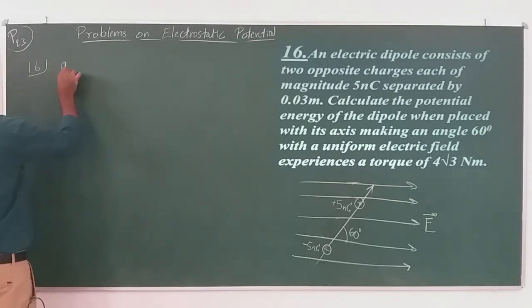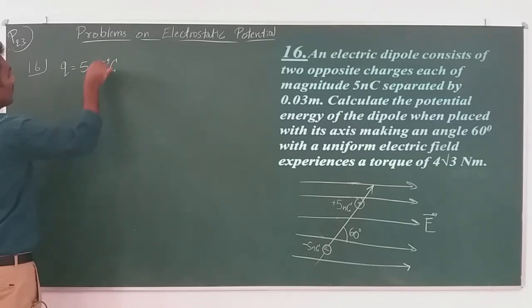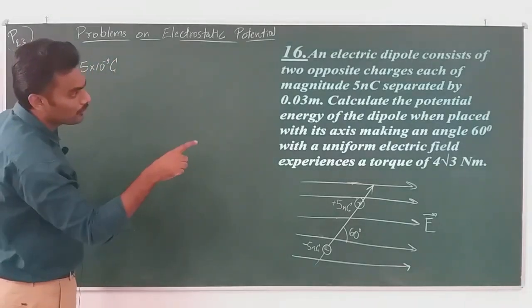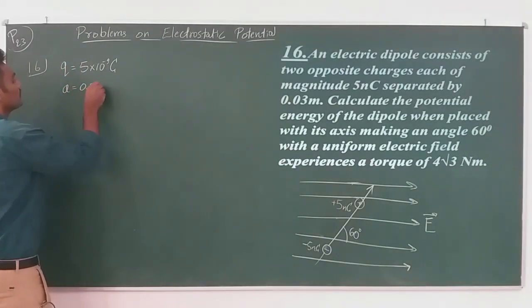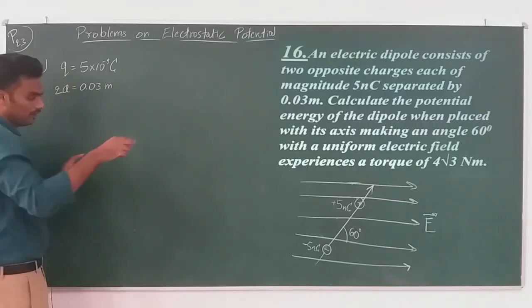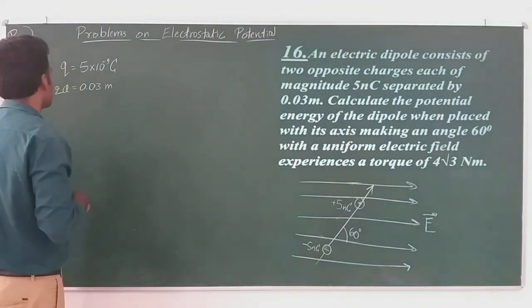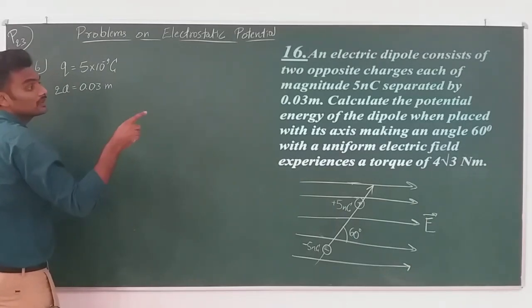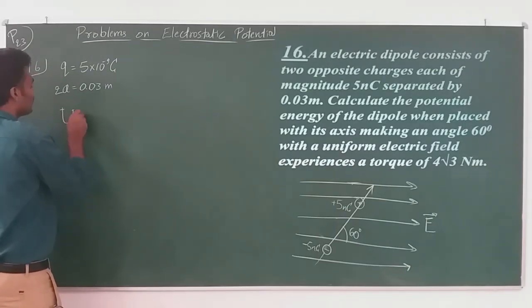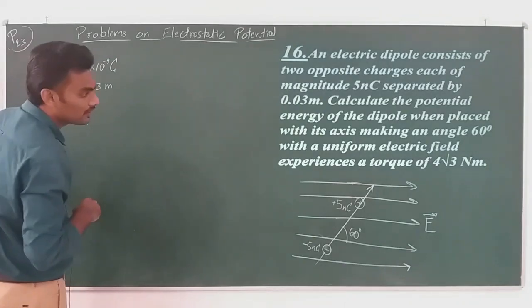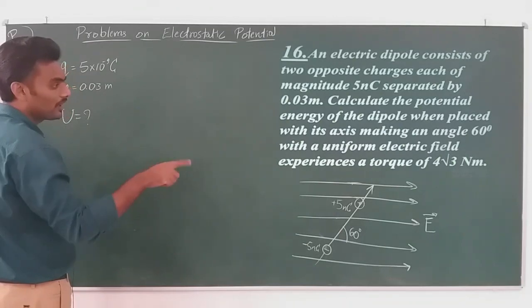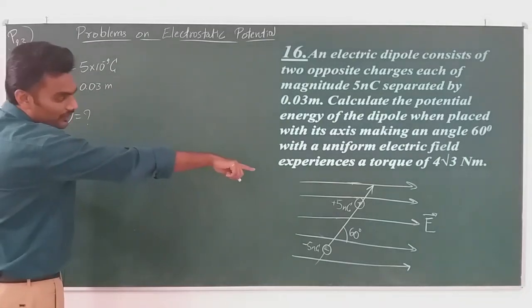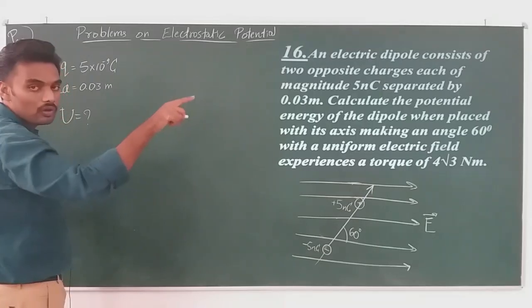The charge of the dipole is given as 5 nanocoulomb in magnitude, and the length of the dipole is 0.03 meter. It's actually 2a, the total distance of separation. What is asked to find? The potential energy U of the dipole has to be found when placed with its axis making an angle of 60 degrees with a uniform electric field E, and it experiences a torque of 4√3 nanometer.